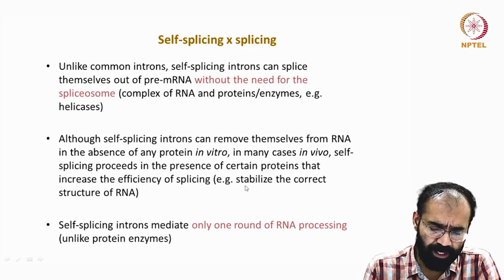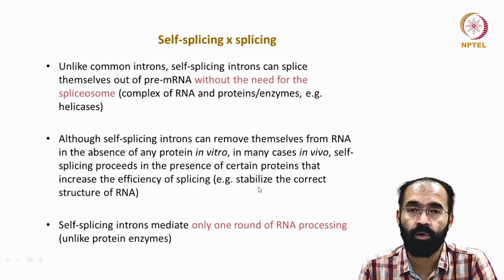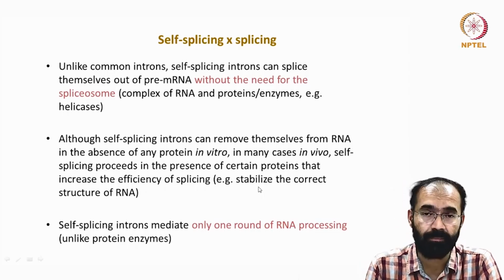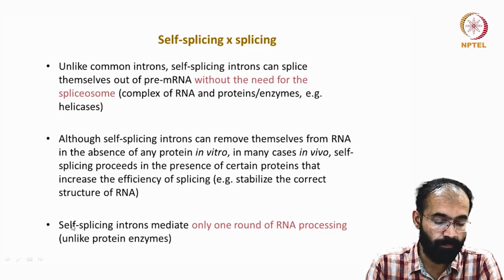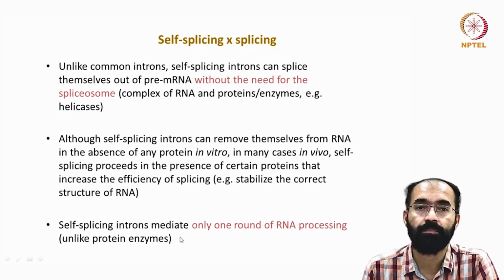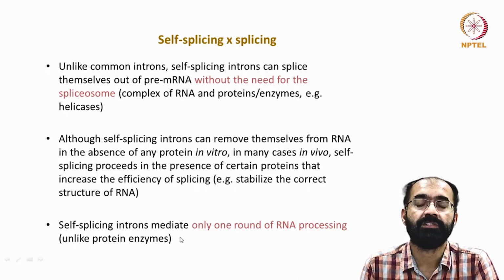It could be because of stabilizing the structure of the RNA. These proteins can allow a proper conformation of the RNA that could contribute to the efficient splicing of the self-splicing intron. So the self-splicing introns mediate only one round of RNA processing, unlike the protein enzyme. If you look into any protein enzyme, it can do several rounds.